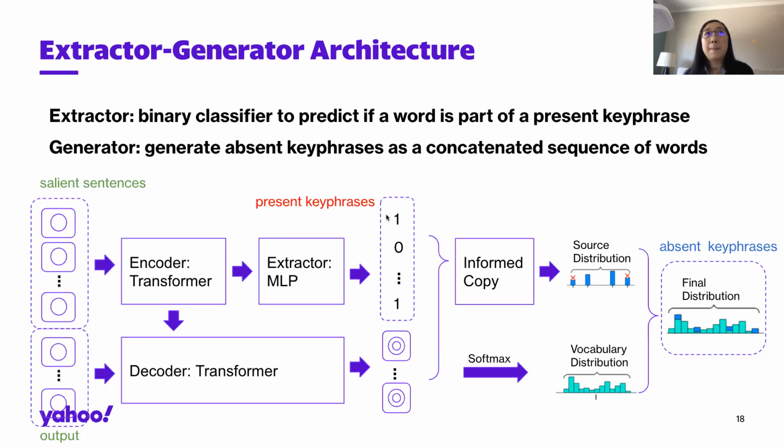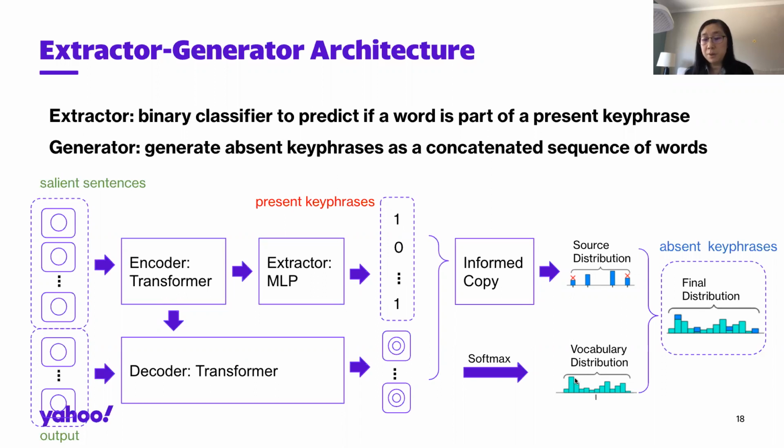We say, okay, if the word coronavirus has been generated, even if in this distribution it has the highest weight, we still don't want to copy it. So we will block it. And then for another word, maybe the second highest word, if it's not part of the present key phrase, then we will say, okay, we could copy this word. So we will add this distribution to the copy probability.